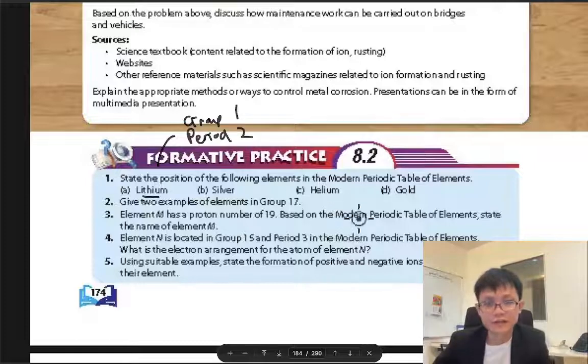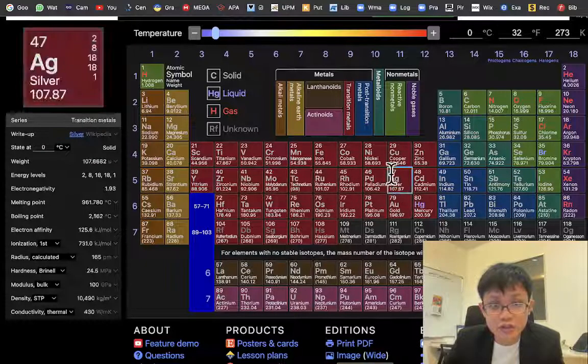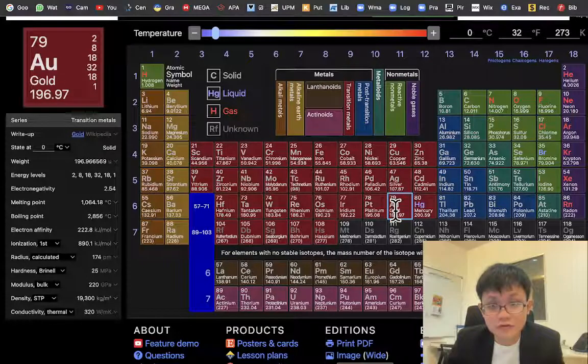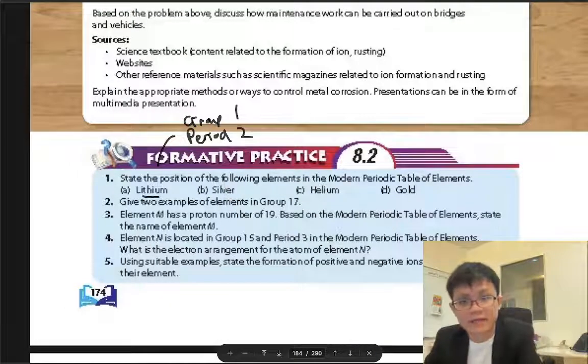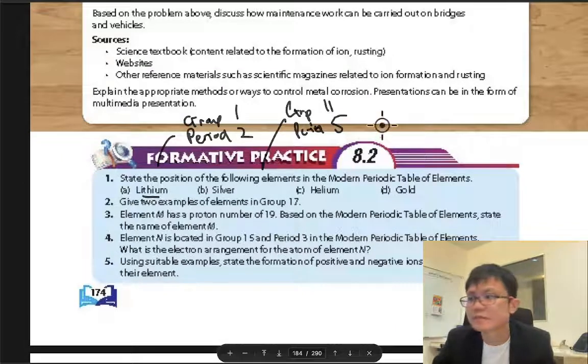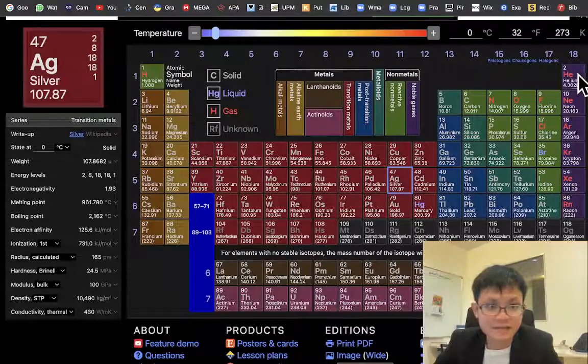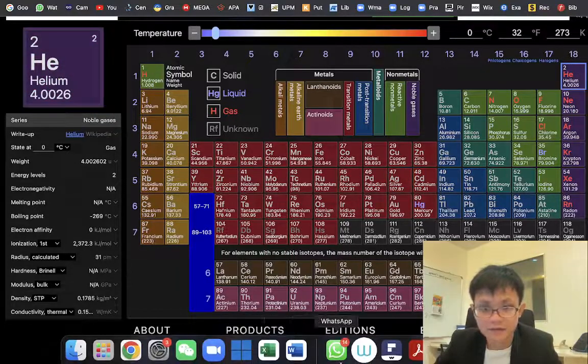For silver, helium, and gold, can you tell me the answer? In the periodic table, silver is Ag. So it's group 11, period 5. Very good. Group 11, period 5. How about helium? Group 18 and period 1. Let's write it here. That's it.